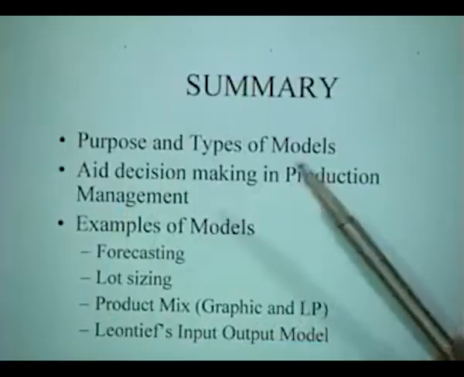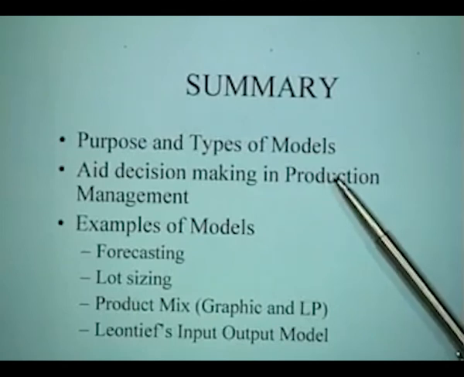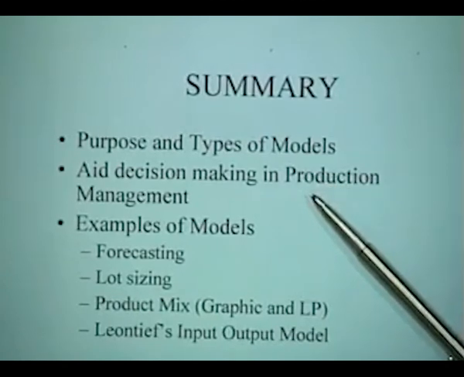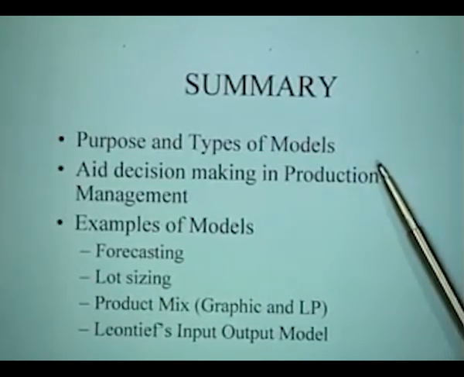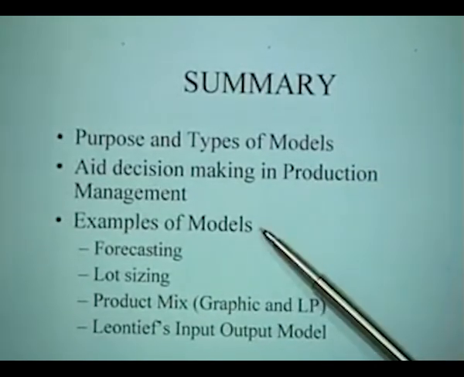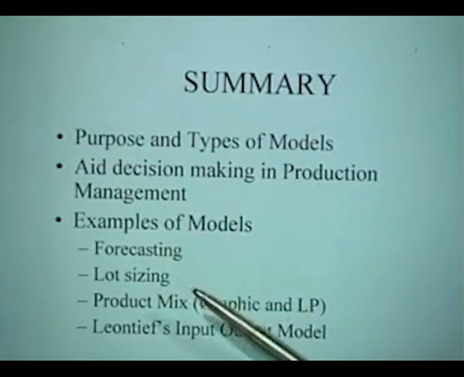Finally, let us summarize what we have tried to do in this class. We have tried to look at the purpose and types of models that are there for decision making, and the basic theme was that all these models aid decision making in production management situations. We took some examples of models. We looked at a forecasting model, a lot sizing model, a product mix model for graphic and LP, and also an example of a macro model like a Leontief input output model.